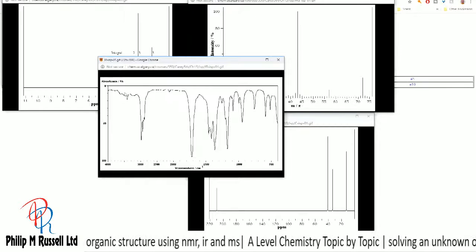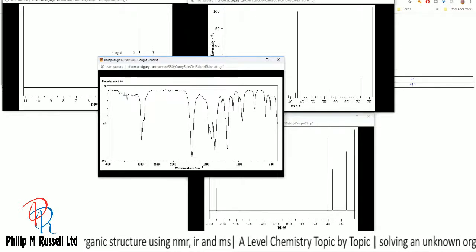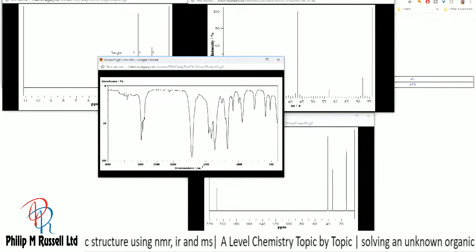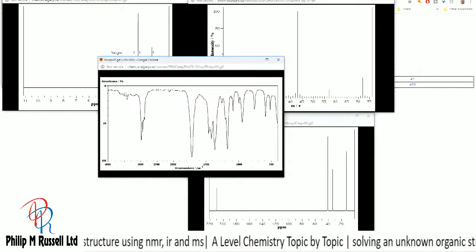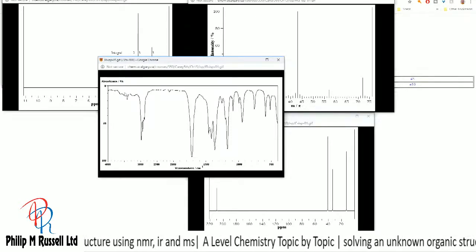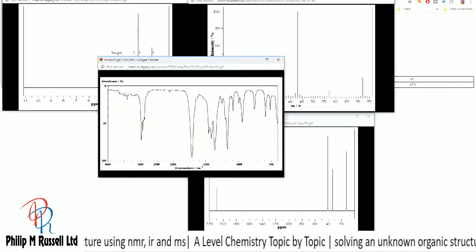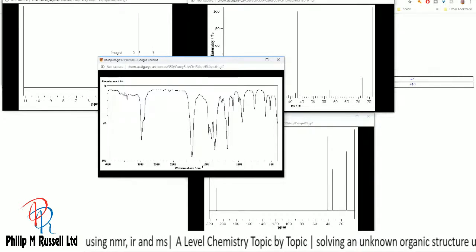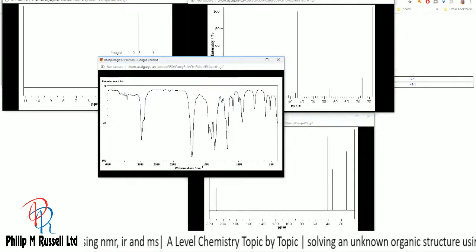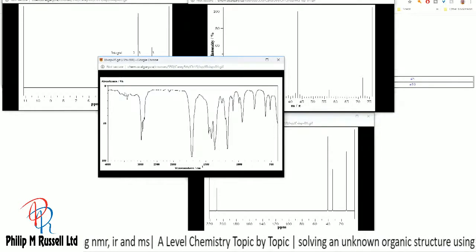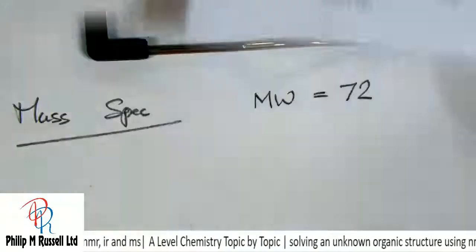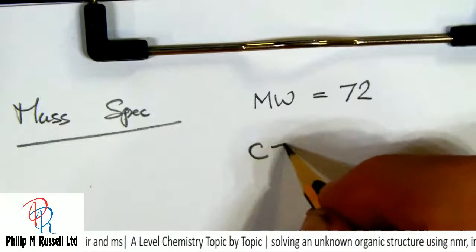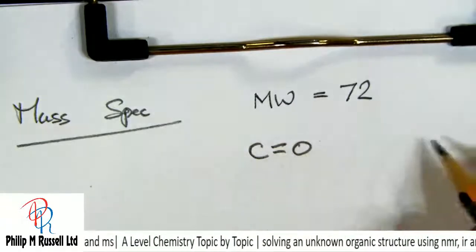A carbon-carbon double bond is another choice that I can have. They're around about 1600. That's not there. So I think I've got a C double bond O. Looking at my infrared, it's looking like I've got a C double bond O.